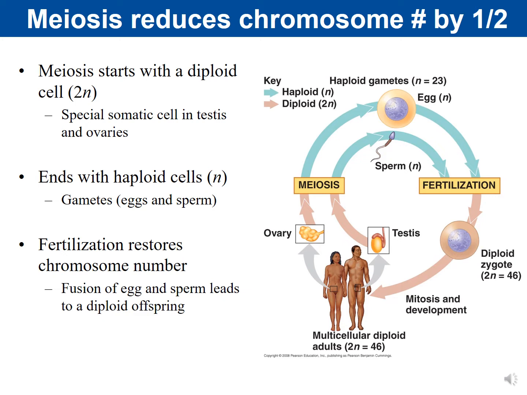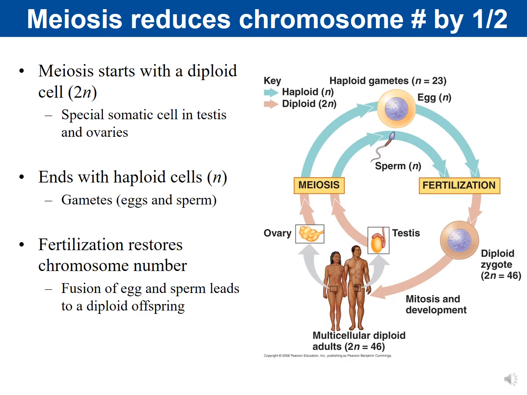So for females, they're going to undergo meiosis and produce the egg. The egg is haploid. It has 23 chromosomes. The males are going to produce sperm in the testes. And so again, specialized cells in the testes are going to undergo meiosis, and they're going to give rise to sperm, which are haploid.